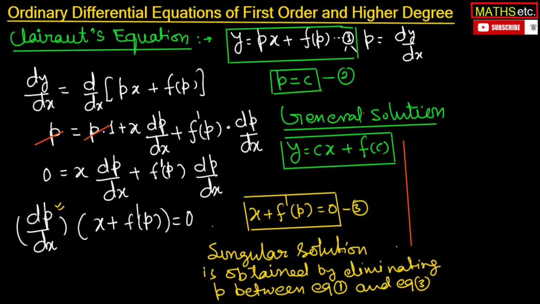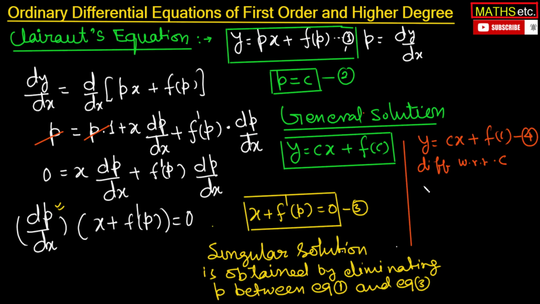Now, equation number 1 and the general solution have a similar form, right? So, in the singular solution, we can replace the first equation by y equals cx plus f(c). Let us give it a new name, and this is equation number 4. Now, suppose we differentiate equation number 4 with respect to c. So, what will we get?